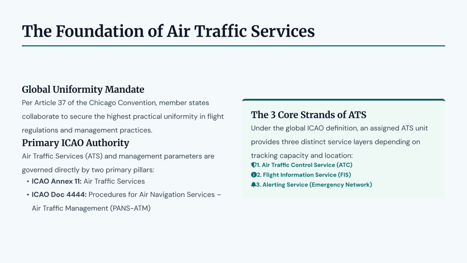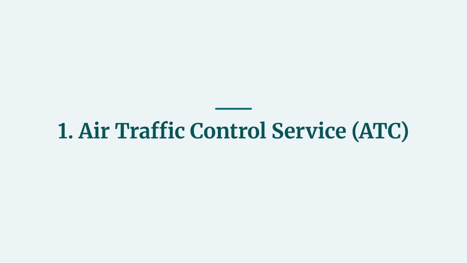The three core strands of ATS are Air Traffic Control Service, Flight Information Service, and Alerting Service. We begin with Air Traffic Control Service, or ATC. This section will cover its operational objectives and the division of air traffic control jurisdictions.